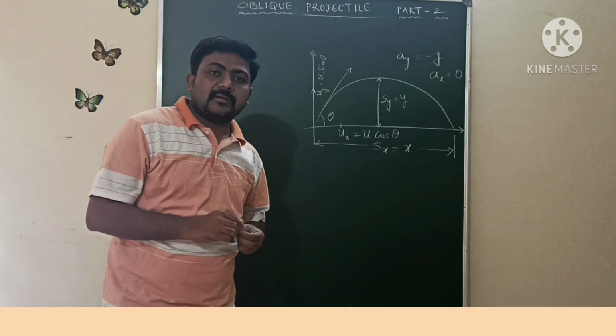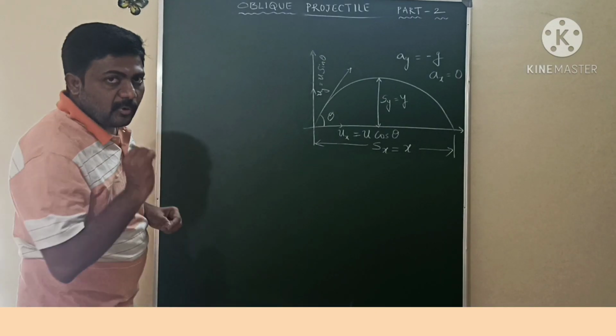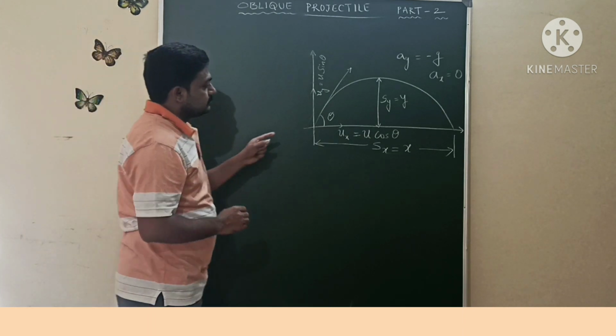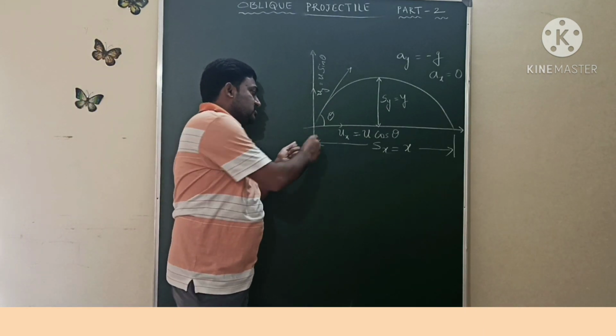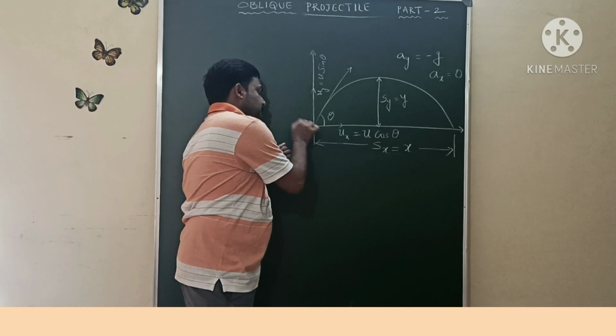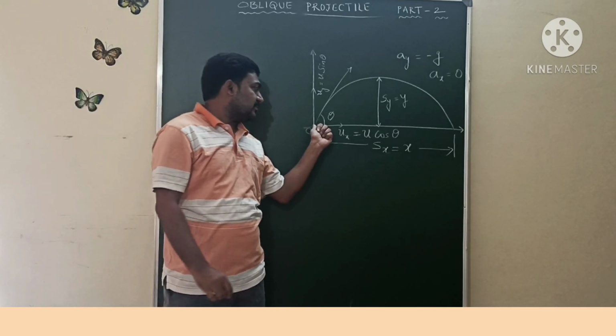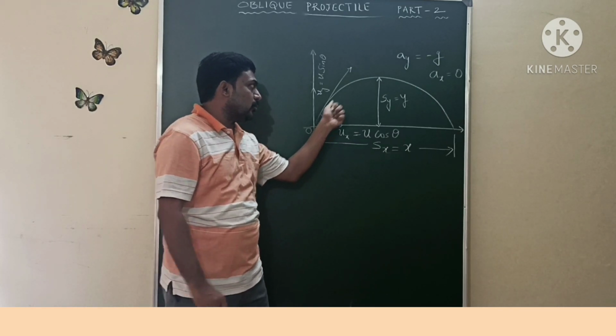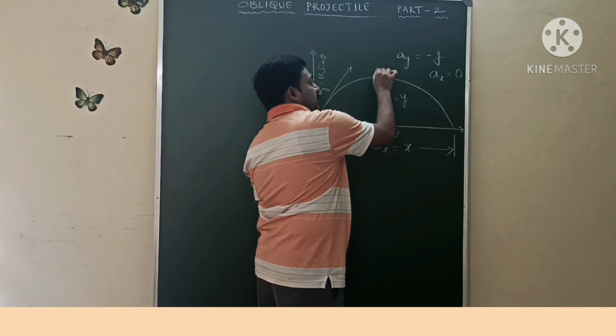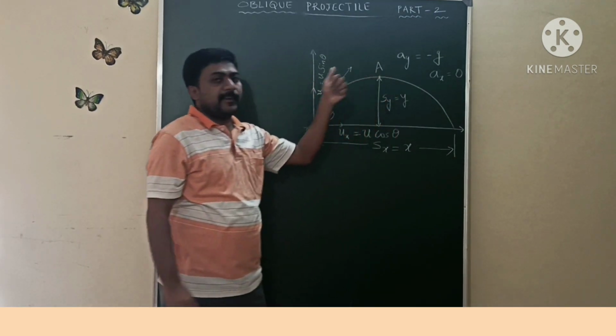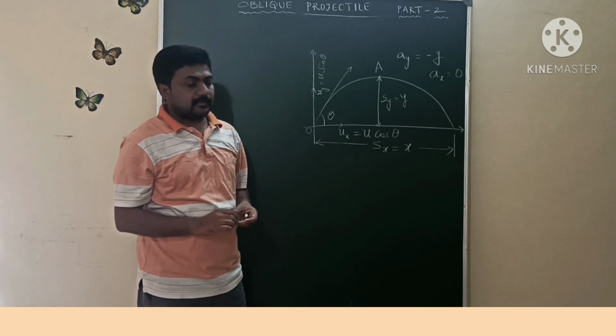I will explain time of flight. So what is called time of flight? Here, a projectile starts from this point O. The time taken for this projectile from starting point O to that point A. This is the maximum height of the projectile.